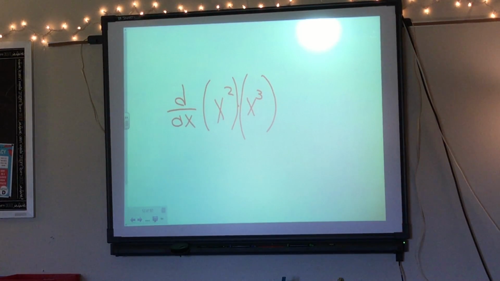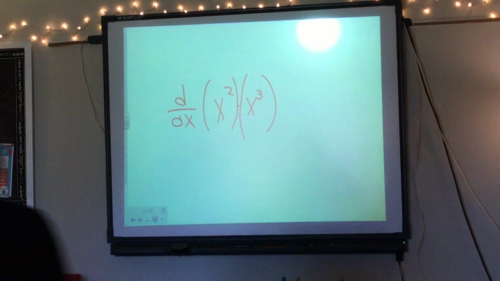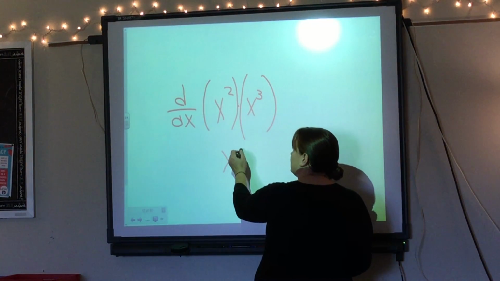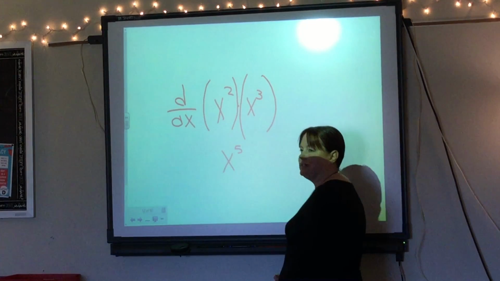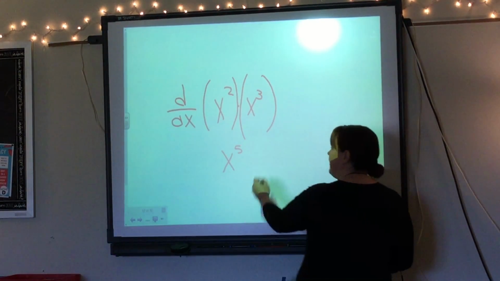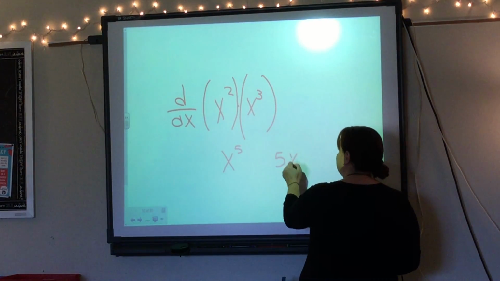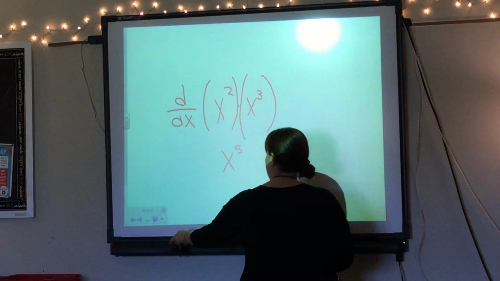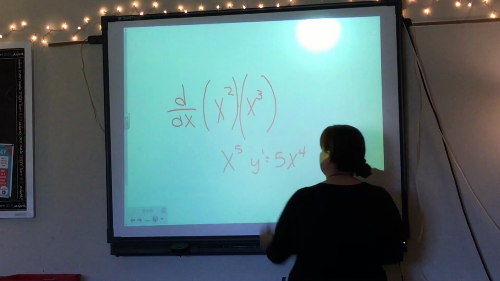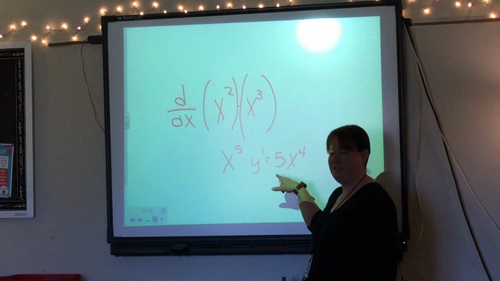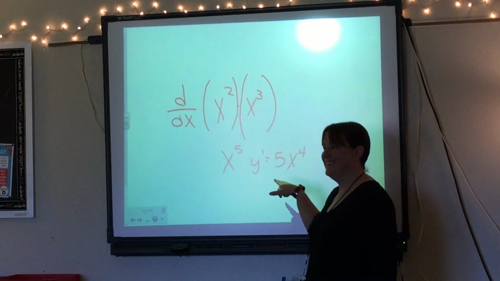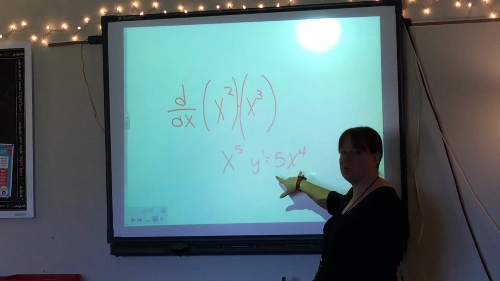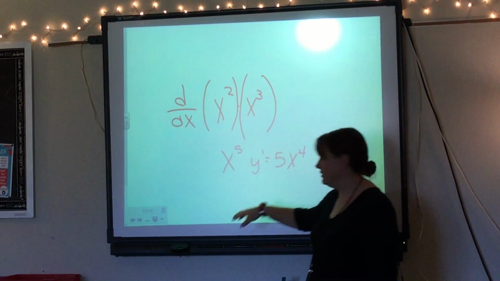We know how to do this with the power rule, right? We would say this is just really x to the 5th, and then we would find that the derivative is 5x to the 4th. Let's say y prime equals this. We know that, right? I'm trying to make your brain stretch a little. So we know that this is the right answer because of the power rule.